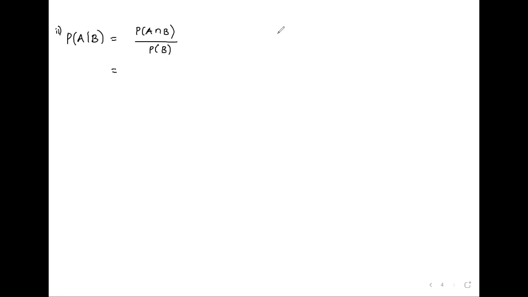So we found A intersection B. We said the probability of A intersection B is 1/6. So here we replace it: 1/6 divided by the probability of B, which I think we wrote is 1/3. So we have 1/6 times 3, which gives 1/2.